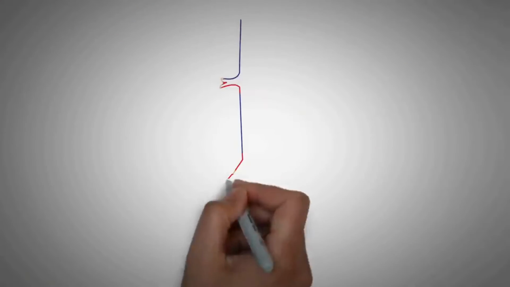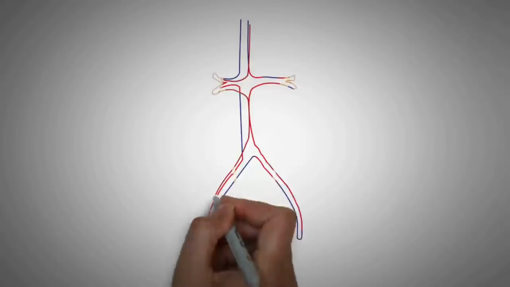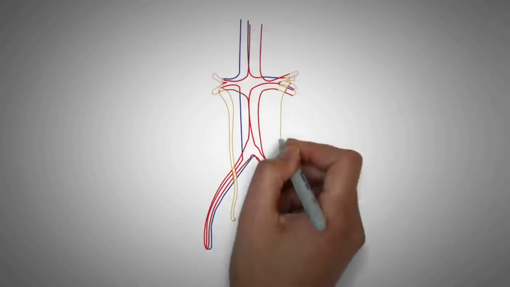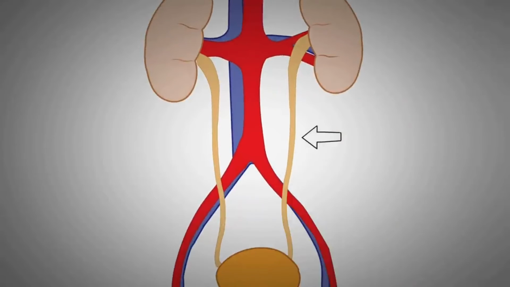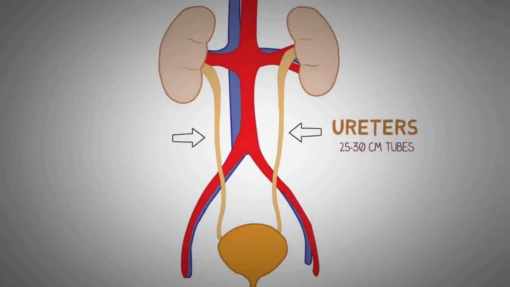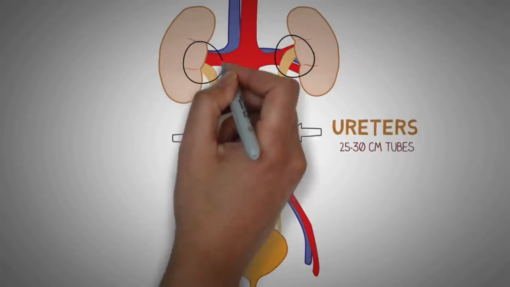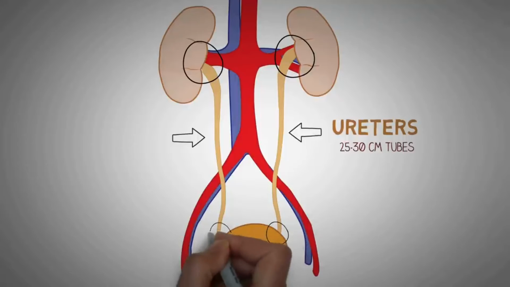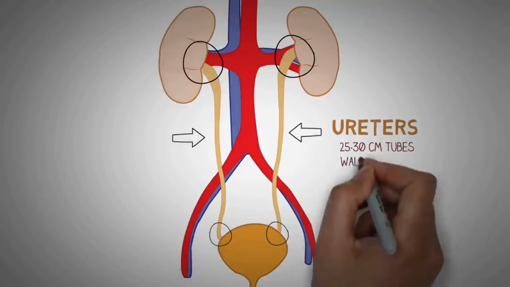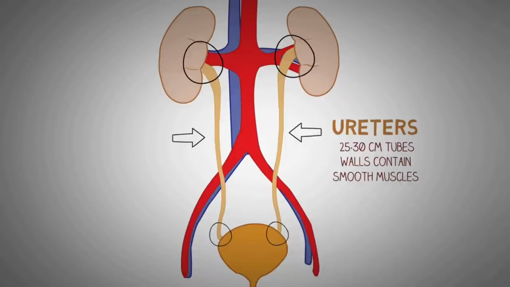So moving forward with the structure of the urinary system. The urine that is formed in the kidneys is passed down with the help of these structures, which are known as the ureters. Ureters are 25 to 30 centimeter long tubes that exit the kidney through the hilum and they run down into the urinary bladder.